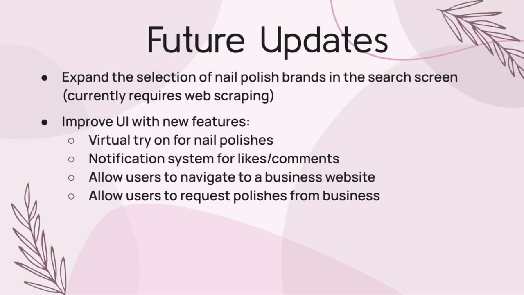In terms of future updates for this app, we would like to have a bigger selection of nail polish brands because at the moment we only have OPI and D&D. We would also like to add a virtual try-on for all of the nail polishes, and add a notification system so that you're notified when people like your post or comment on your post. We would also like to allow users to navigate to a business website since we are storing that information already. And we would like to add the feature where they can request polishes from businesses if they don't have the ones that they want in stock.